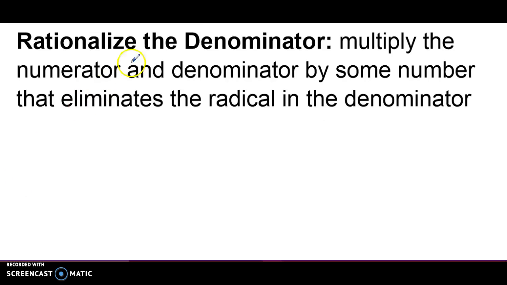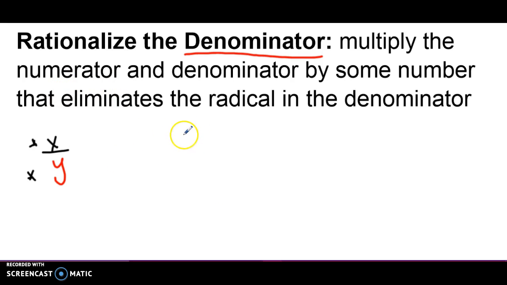Alright, a new phrase that we have in math is rationalize the denominator. Remember, denominator means the number in the bottom of a fraction. So if I have some fraction x over y, my denominator is that number in the bottom, or in this case my y. So to rationalize the denominator, we're going to multiply both the numerator and the denominator, so both the top and the bottom, by some number that will get rid of the radical in the denominator.